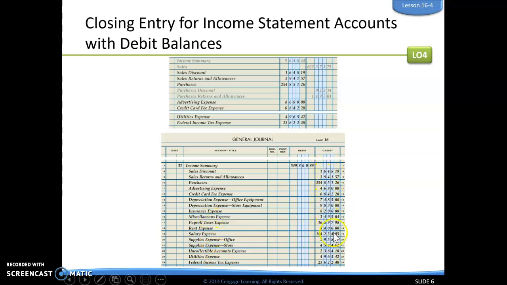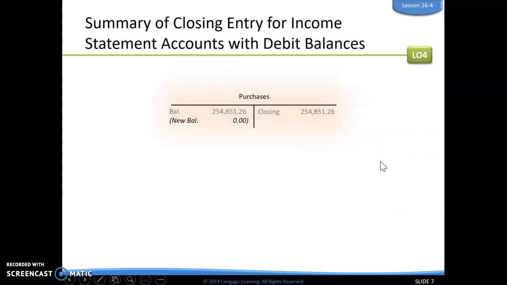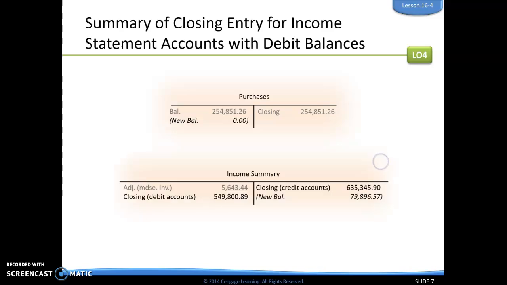So I'm going to credit all of those accounts I'm closing. Once I have all of those in, I'm going to add those up to figure out how much I'm going to debit to income summary. Okay, next what I'm going to do is I'm going to close my income statement accounts that have debit balances.